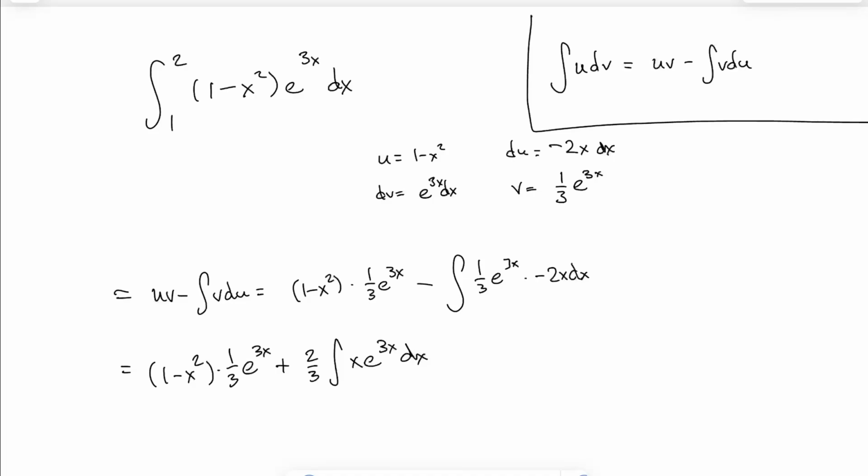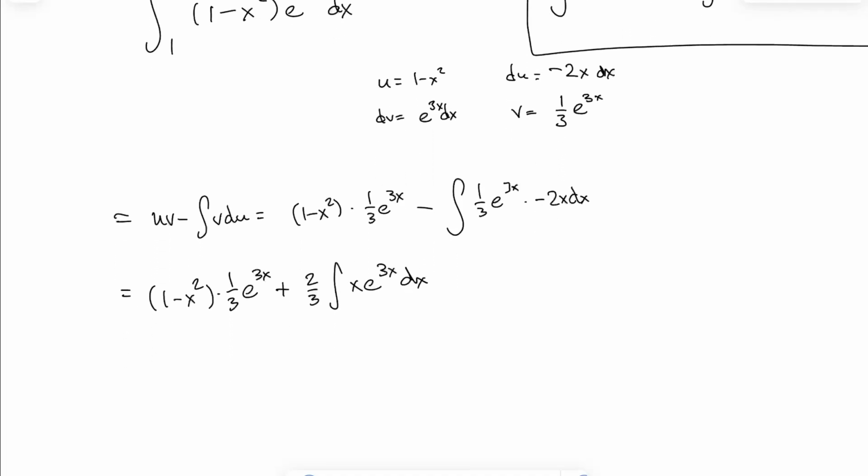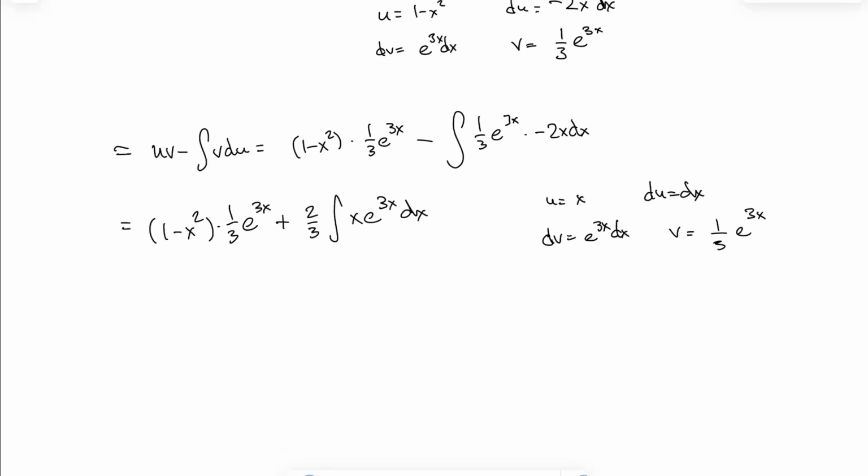Right? And now I do parts again right here, on x times e to the 3x. U is x this time, du is just 1 dx, and dv will again be e to the 3x dx. V will be the integral of that, which is 1/3 e to the 3x. And then I do my parts formula again.